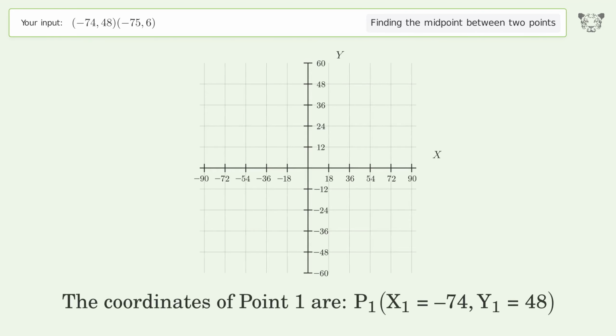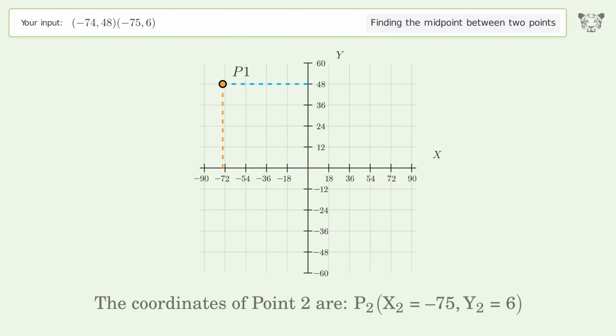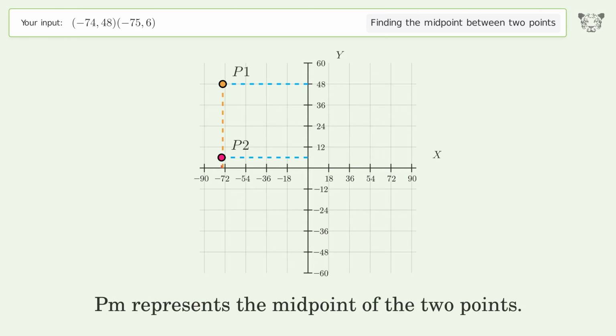The coordinates of point 1 are, x1 equals negative 74, y1 equals 48. The coordinates of point 2 are, x2 equals negative 75, y2 equals 6. PM represents the midpoint of the 2 points.